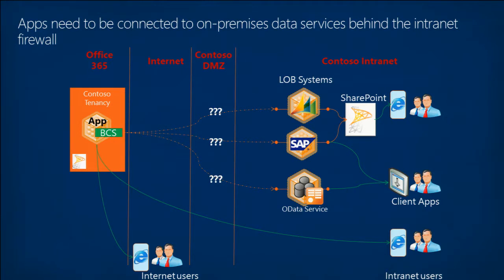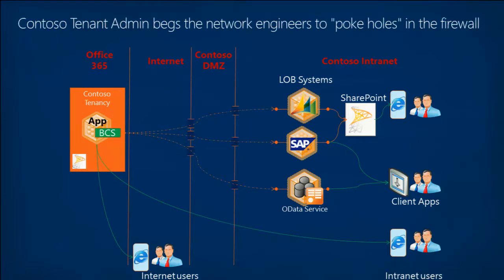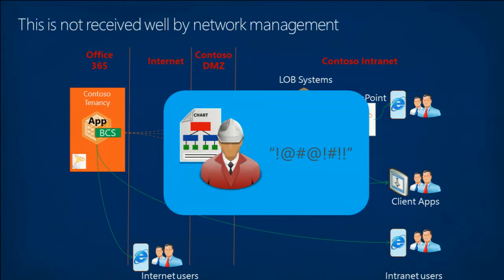Now, let's say that the first thing that a tenant admin might do is say, hey, I need this connection. Let's make holes in the firewall, and if we make enough holes, then data will flow. It's like build it, and they'll come, just like that. Make holes, and everything is good. But network folks are not going to accept that.